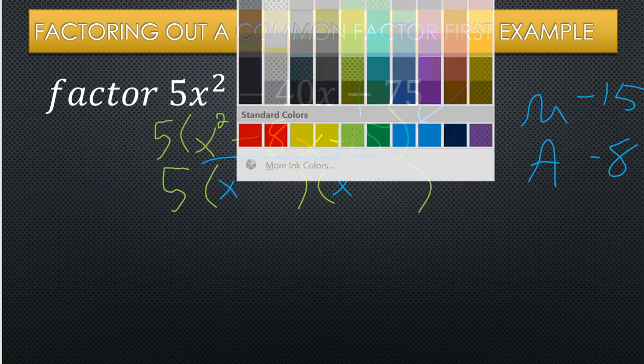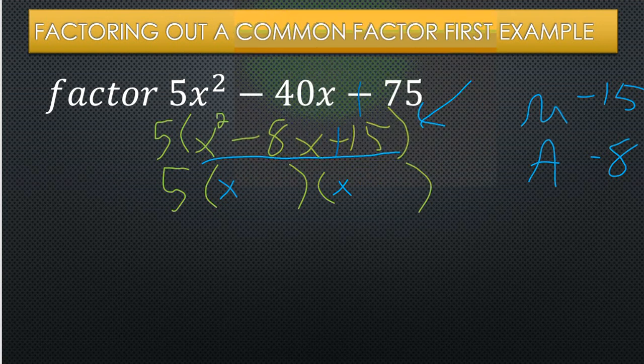Let me make that a little bit more clear here. So this is a plus. I'll do a white here. So we have plus 75 and plus 15. So two numbers that multiply to positive 15 but add to negative 8. And that's what I meant to come up with for this problem. Okay, so we have an x minus 3 and an x minus 5, because negative 3 times negative 5 is positive 15, and when we add negative 3 and negative 5, we get negative 8. So now we have this thing completely factored right there.